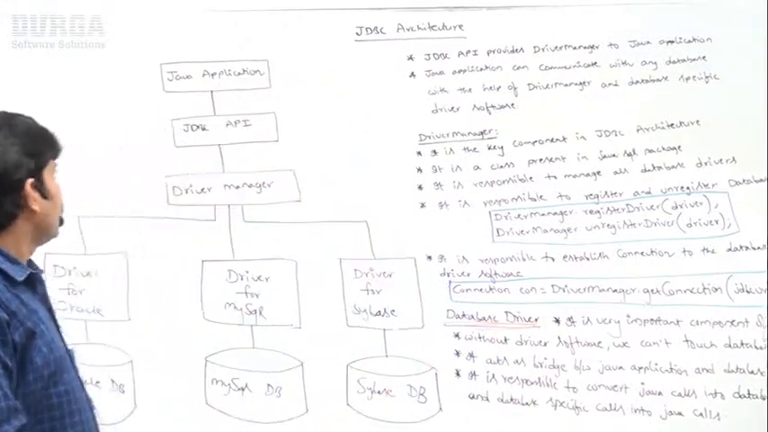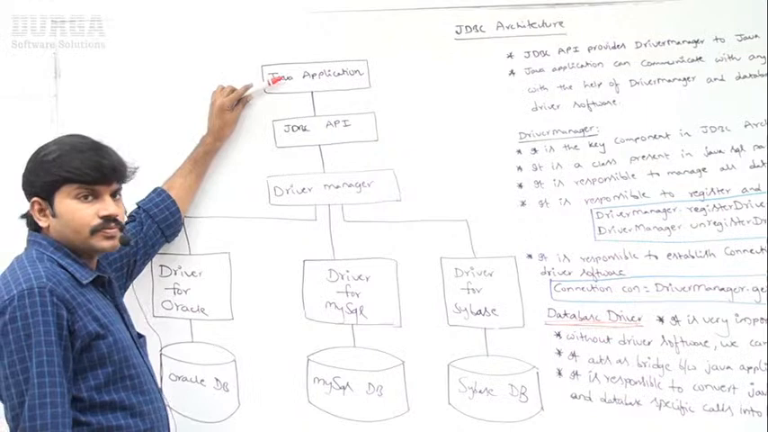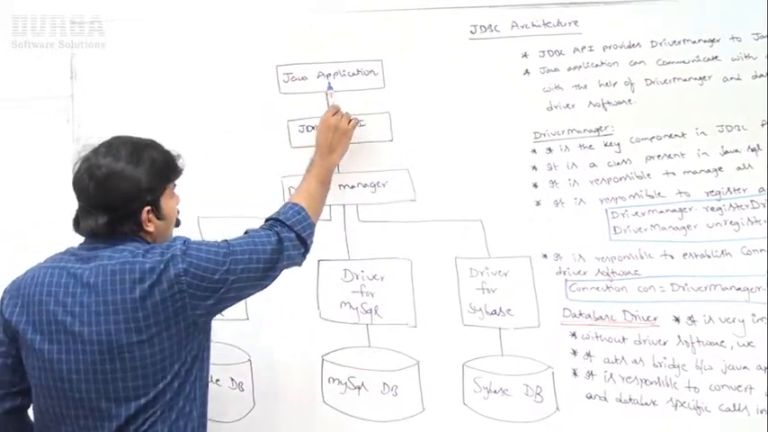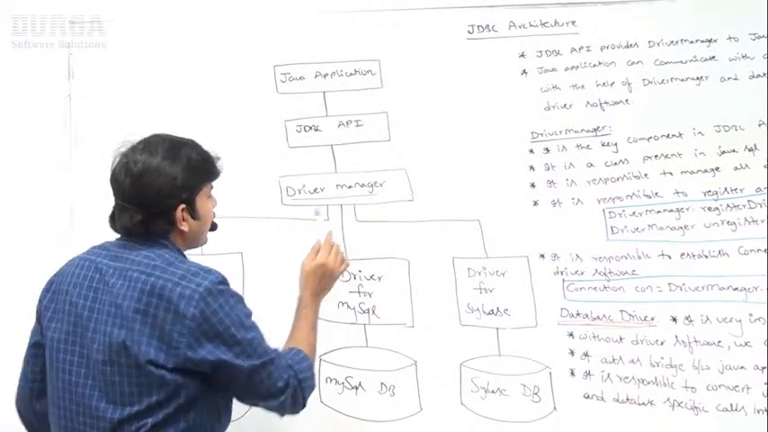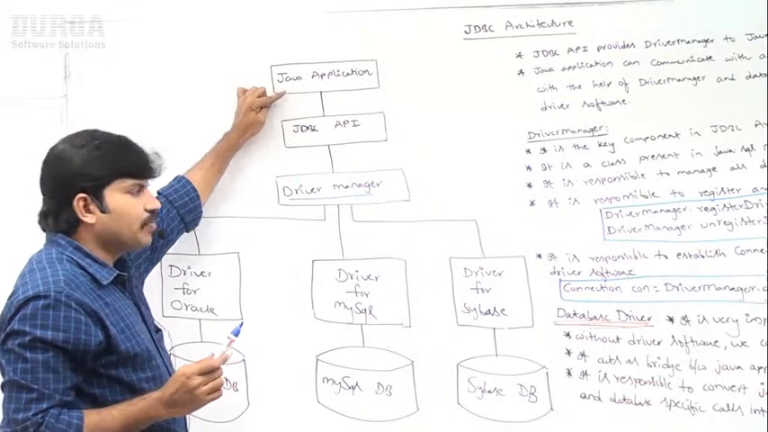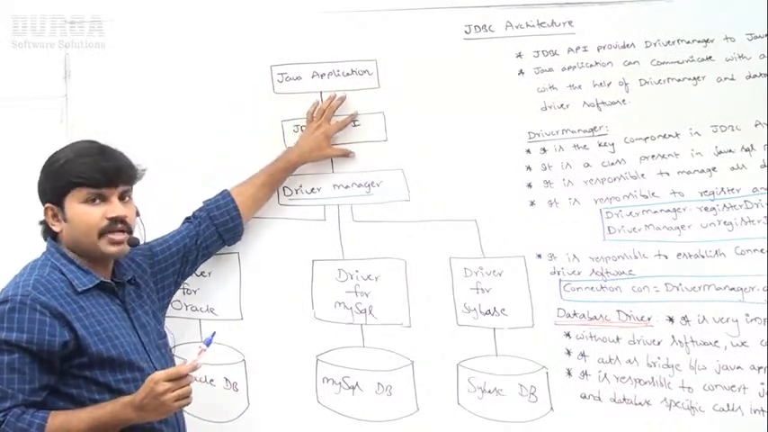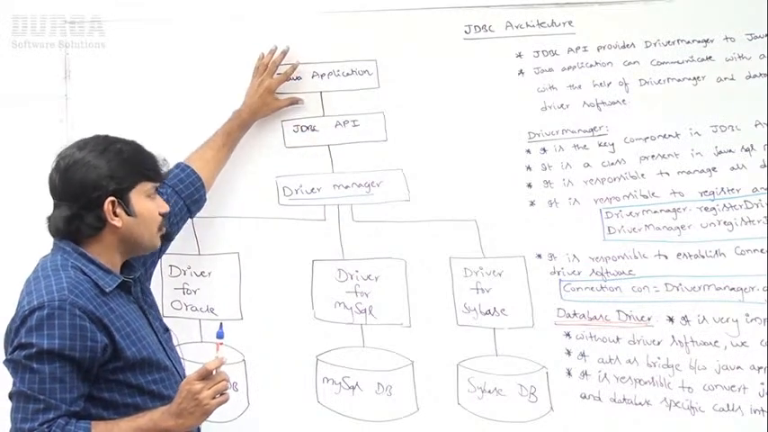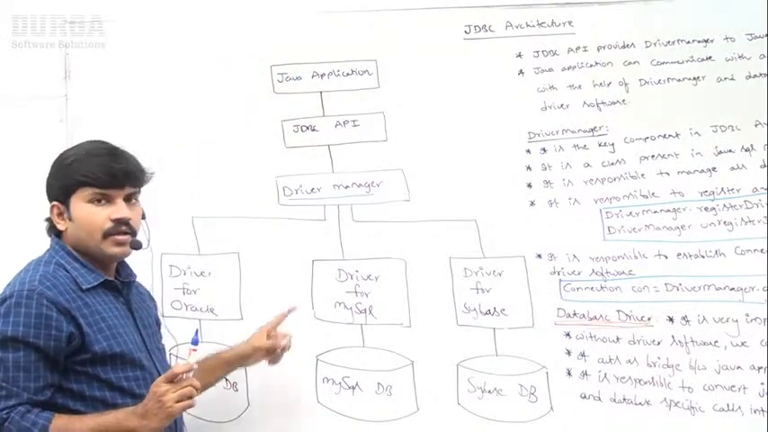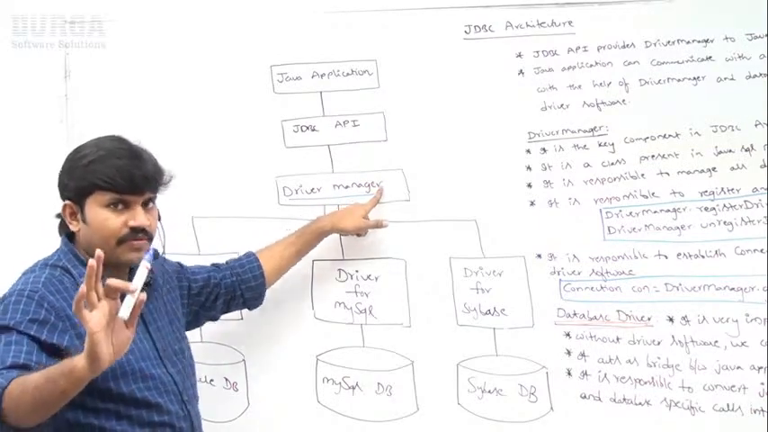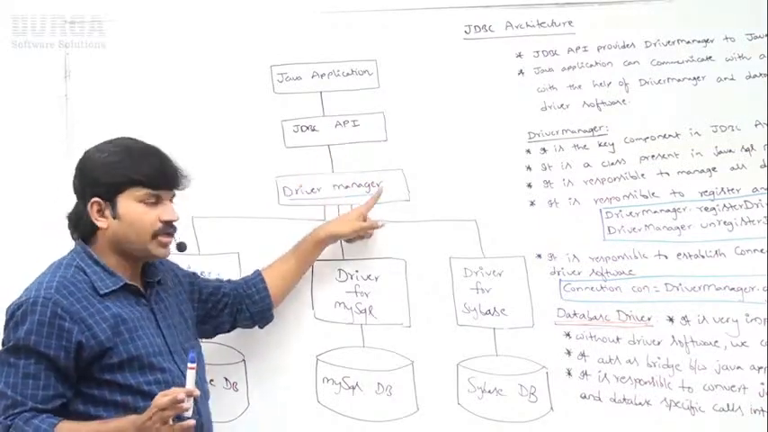Observe that. The Java application wants to communicate with the database. The Java application can communicate with the driver manager. Who provided the driver manager to the Java application? The JDBC API, the java.sql package, provided the driver manager to the Java application, right? This driver manager is a class present inside the java.sql package, which is the JDBC API.